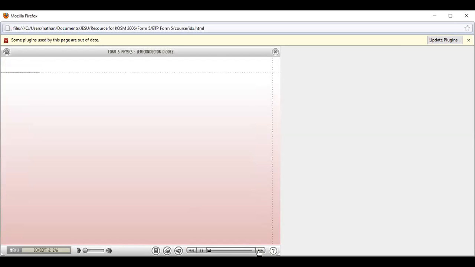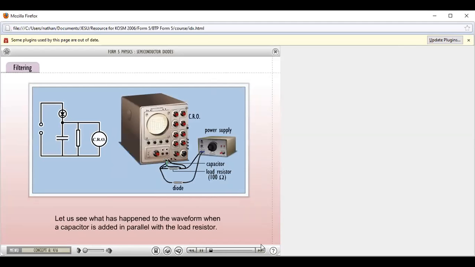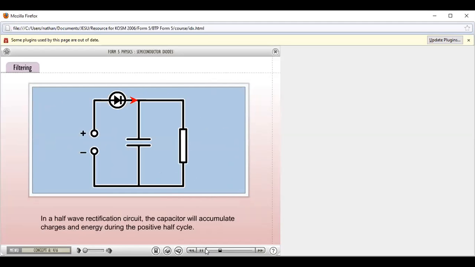We put it into the circuit. Now this is a circuit. This is half-wave rectification. If you remember the graph of voltage against time for alternating current, the graph will look like this. So you have a positive cycle, negative cycle, positive cycle, negative cycle. Now this is your capacitor. This is the symbol of a capacitor. The capacitor is connected in parallel to your appliance. It can be a resistor, it can be a bulb.